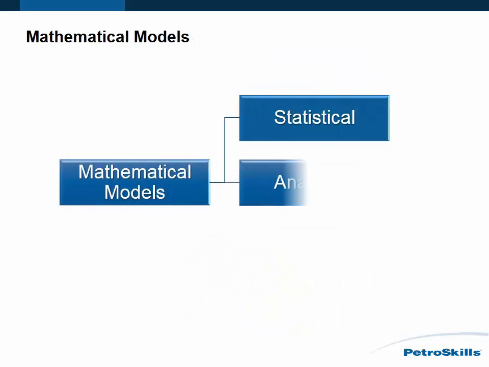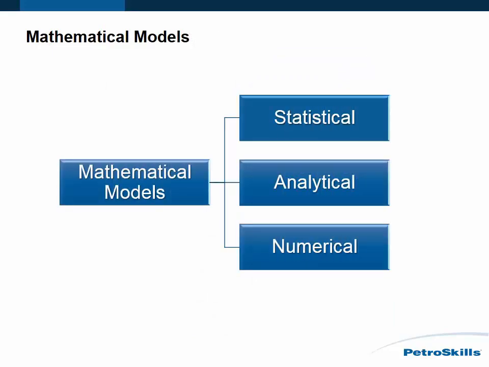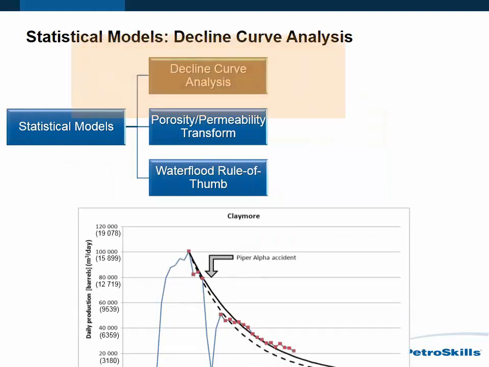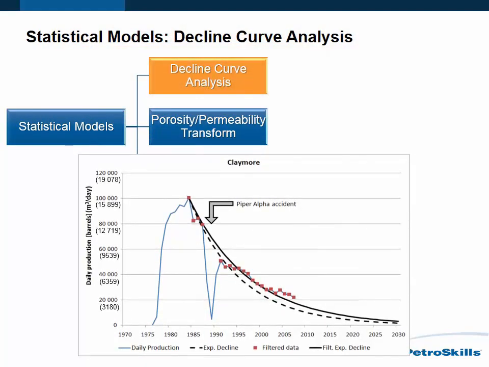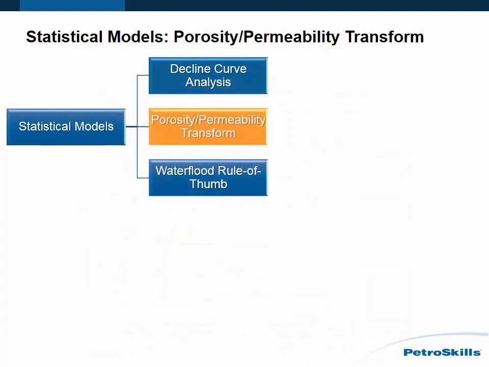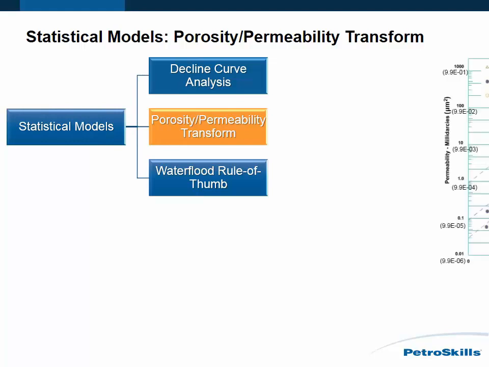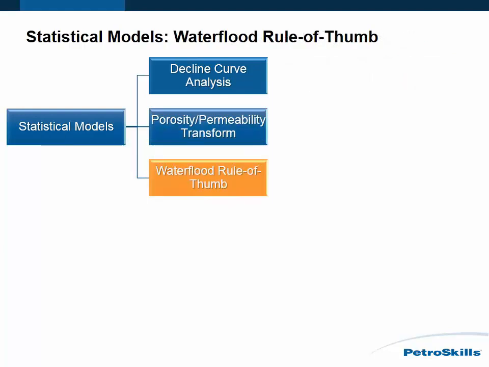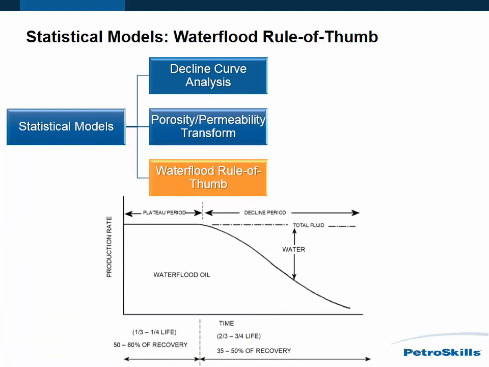Our mathematical models use data and equations instead of oil and sand. Statistical methods are different from the other two in that the equations used do not enforce the laws of physics. The most popular statistical method is probably decline curve analysis. Then there are transforms used to estimate the value of one property from the value of other properties, such as permeability from porosity. Then there are rules of thumb, which are based on experience or the observation of past behavior.